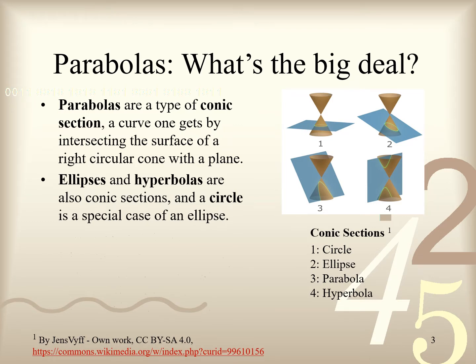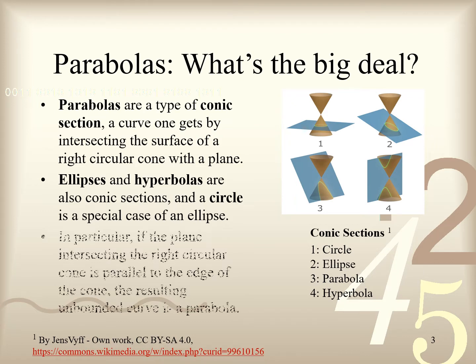We shall work with hyperbolas in a future video. In particular, if the plane intersecting the right circular cone is parallel to the edge of the cone, then the resulting unbounded curve is a parabola, as in image number 3 in the given picture of conic sections. Note that even a right circular double cone can be used to demonstrate and describe the different types of conic sections. Now we are ready to explore some of the historical background of parabolas. A bit later, we will also discuss some real-world applications of parabolas, before going ahead and solving problem 9.